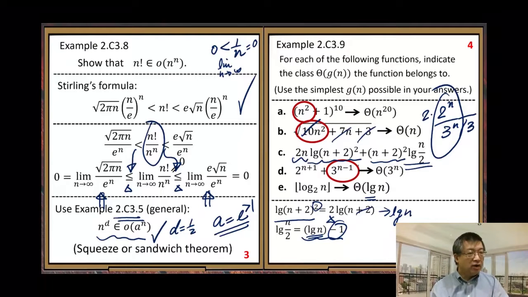When we take the second term, we drop the constant. The plus 2 we can drop. So at the end, we get the simplest g function: big theta of n squared times log of n. All right.